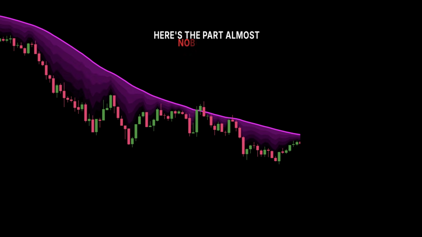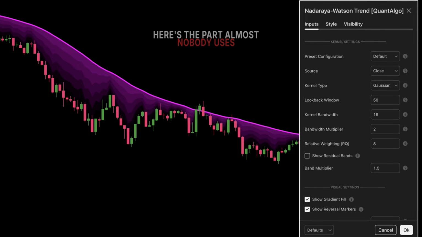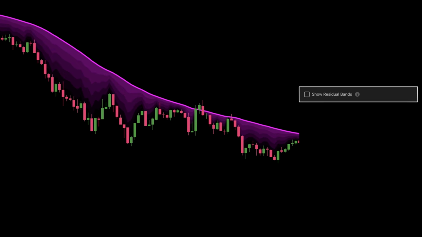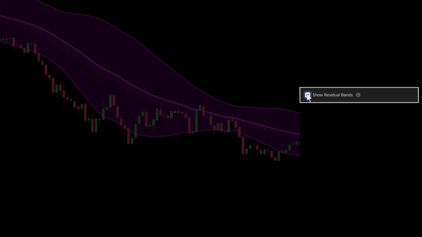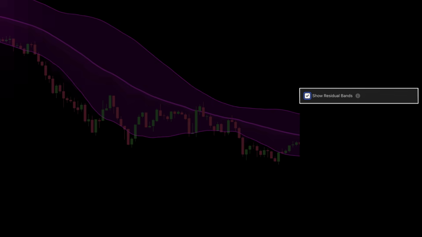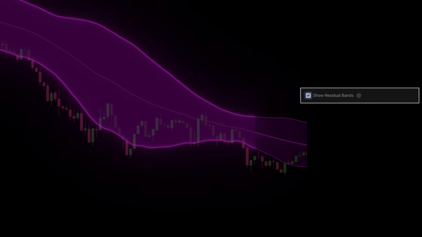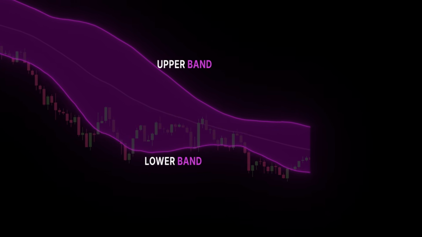Here's the part almost nobody uses. There's a show residual bands option in the settings, and it's off by default. So if you're following along on your own chart right now, you won't see this unless you switch it on yourself. Turning it on builds an envelope around the trend line based on how far price has actually strayed from it recently. In a genuinely trending market, this is your overextension read.